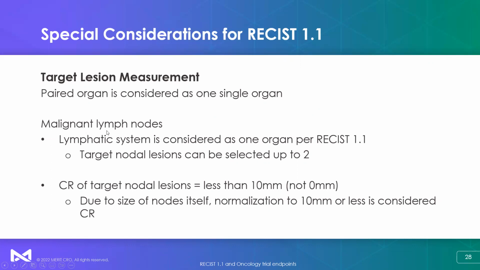Also, speaking of lymph nodes, a complete response of the target nodal lesion does not always mean 0 millimeters. That is due to the size of the node itself, which is a normal anatomical structure even if the nodal lesion regresses without any truly malignant cells in it. So there could be a complete response with a non-zero sum of diameters due to the node normalizing to less than 10 millimeters.